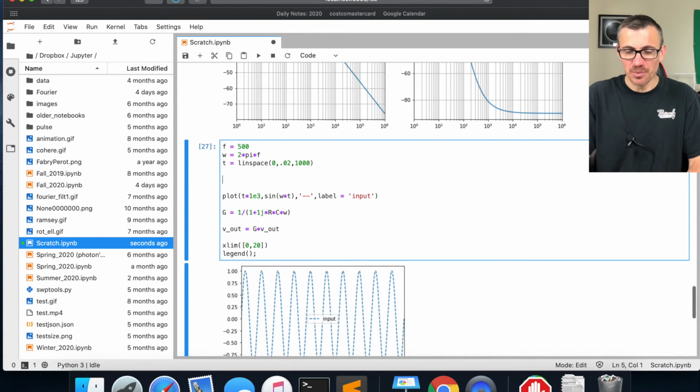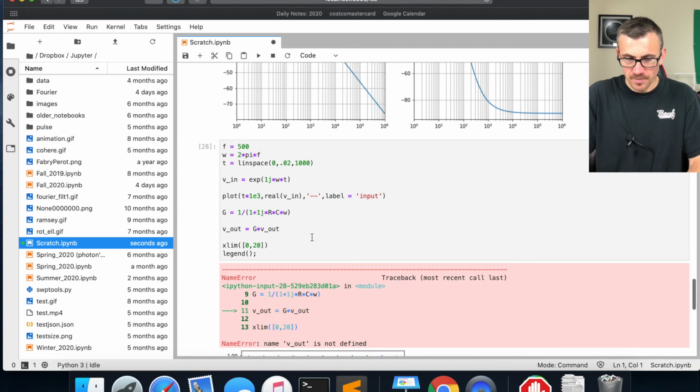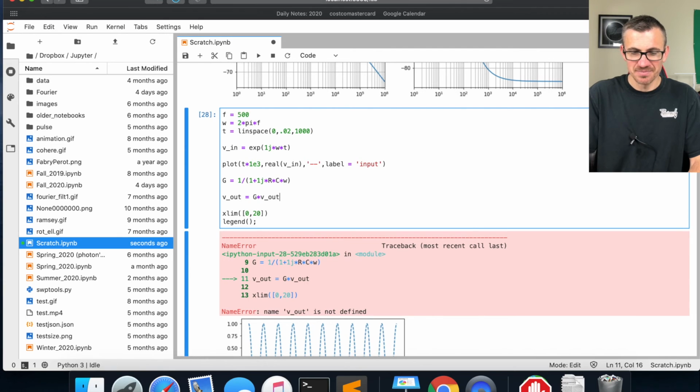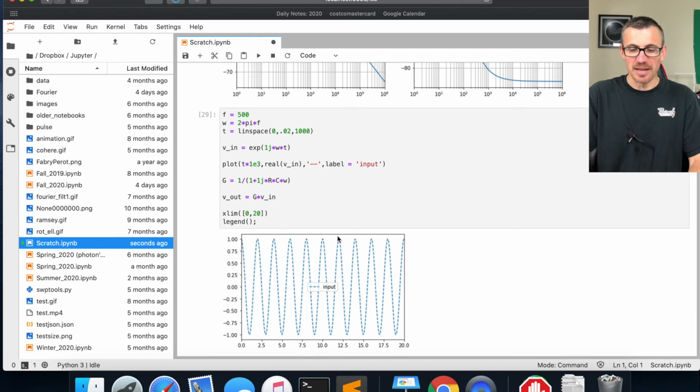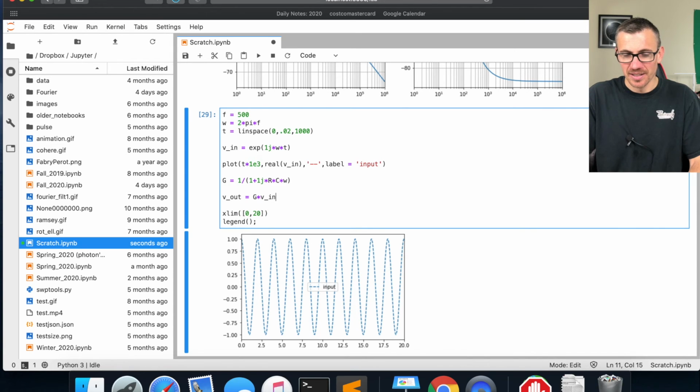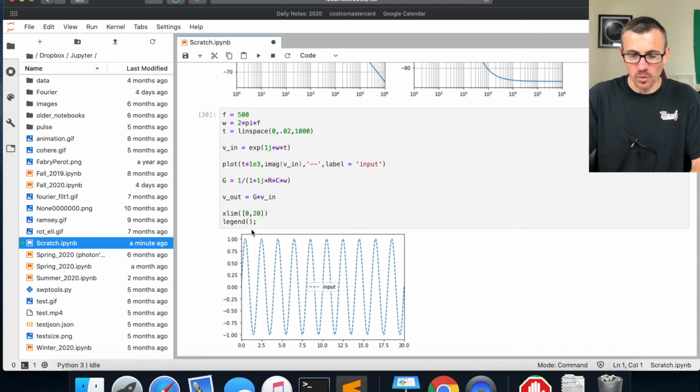The slight problem is that we're working with complex numbers. So let's just say our V in is now going to be equal to V naught, which we'll make 1 volt, times e to the j times omega times t. And we'll plot the real part of it, or the imaginary, doesn't really matter. V out is not defined. It's a circular reference. So we have basically the same thing. It's now a cosine instead of a sine, because I called the real part. If I wanted the sine, I'd just take the imaginary part. Six in one, half a dozen in the other.